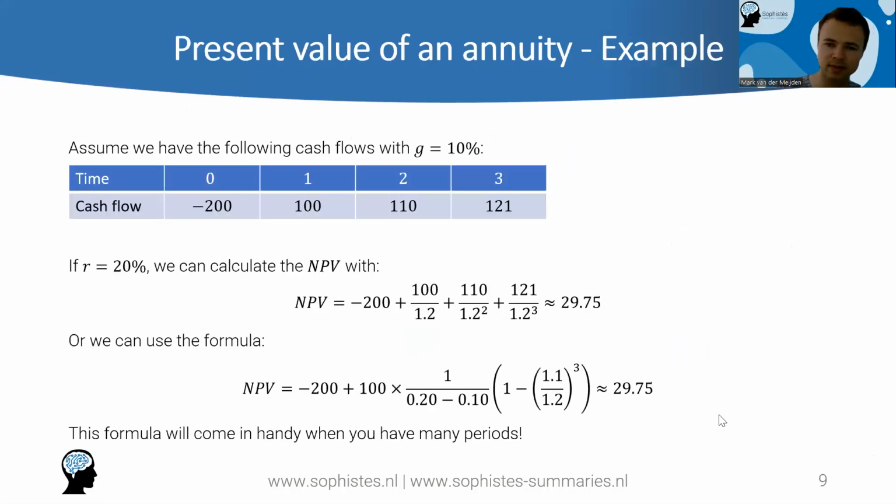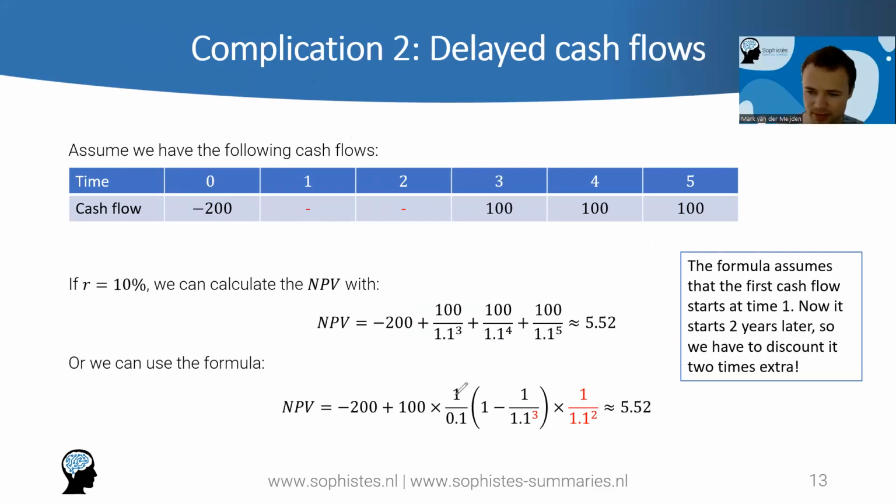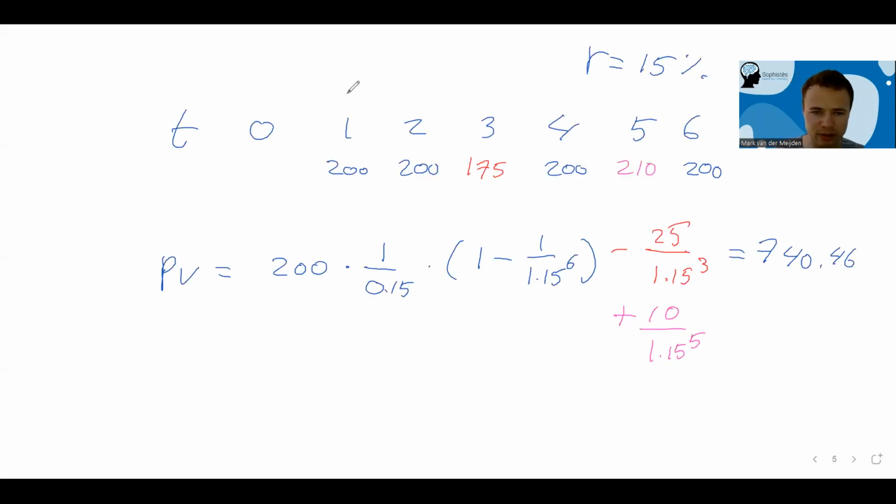Then we go to complication 2. Complication 2 that you can encounter on the exam is that you have a delayed cash flow. So let me show you what I mean with that. I will do it on the whiteboard. So notice that in all the previous examples we did, we assumed that the first cash flow was in year one. So the formula naturally assumes that your first cash flow is in year one. That's the cash flow you always use.